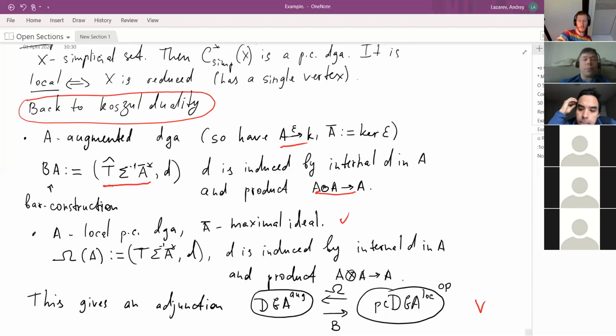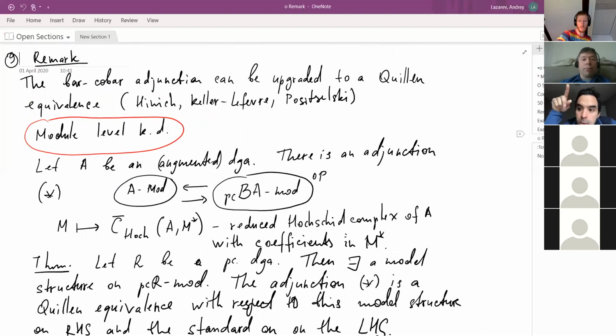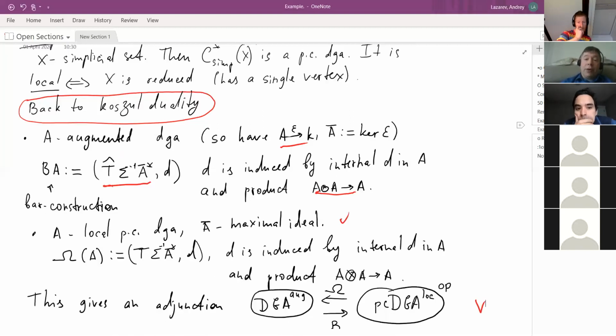You would have nilpotent coalgebras, right? Or conilpotent. Conilpotent coalgebras, yes. So this category is equivalent to the category of differential graded conilpotent coalgebras, by definition, if you like.